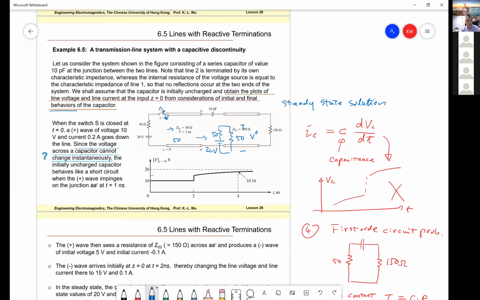So this is a voltage divider, right? This must be 20 volt divided by 50 plus 50, times 50. So this is 10 volt. That means once it is turned on, the initial voltage is 10 volt. So that is at time T0, turned on.